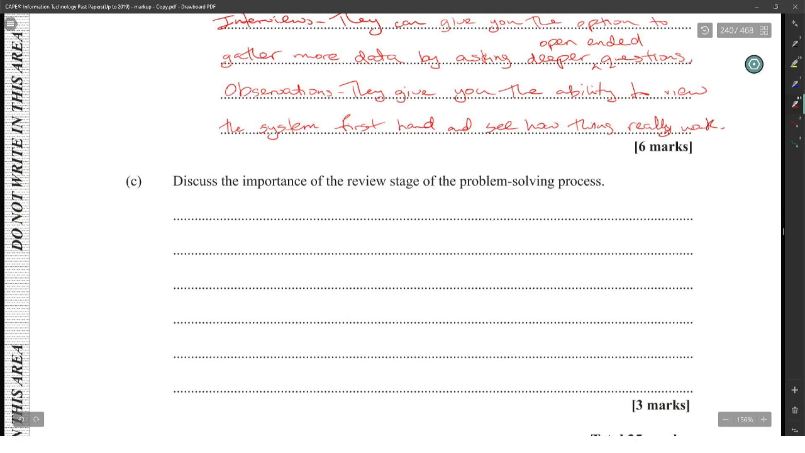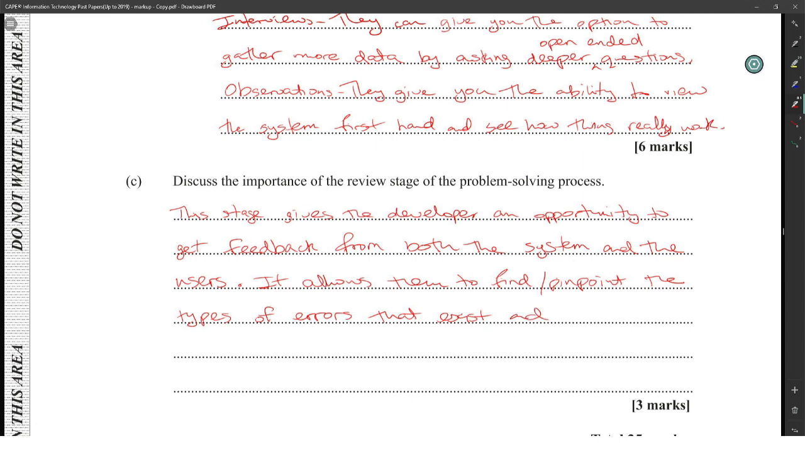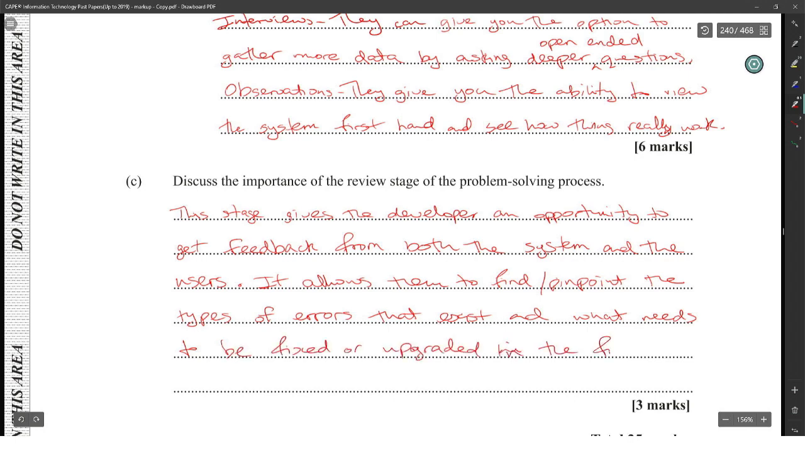Alright, discuss the importance of the review stage of the problem solving process. Okay, this stage gives the developer an opportunity to get feedback from both the system and the users. It allows them to pinpoint the types of errors that exist and what needs to be fixed or upgraded in the future.